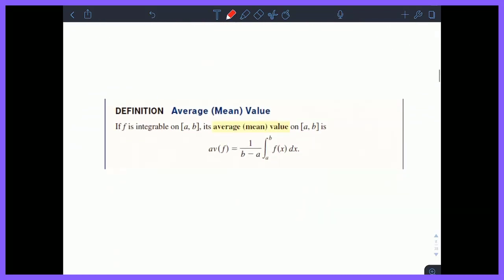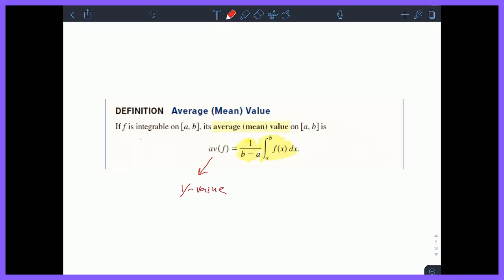Sweet. New definition time. Average value, otherwise known as mean value. The definition says, if f is integrable on a to b, closed interval, its mean or average value is the following. It's 1 over b minus a, which is 1 over the difference of your bounds, multiplied by the integral from a to b of f of x dx. And what you're solving for here is a y value. Average value is a y value.